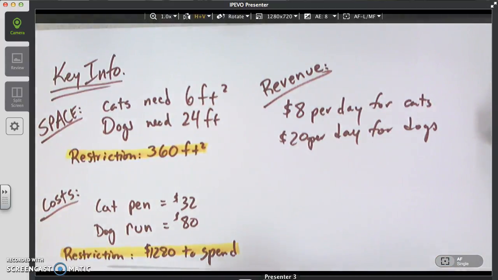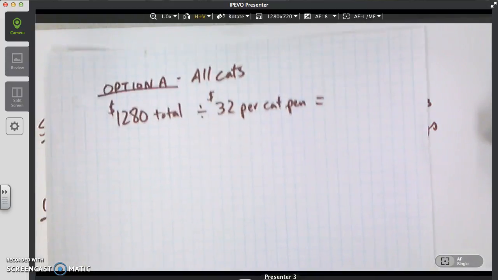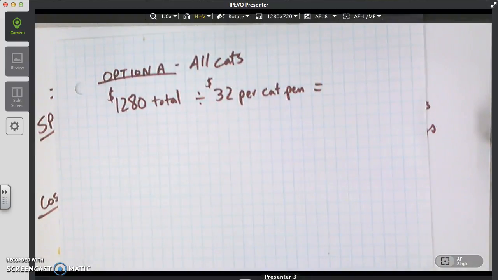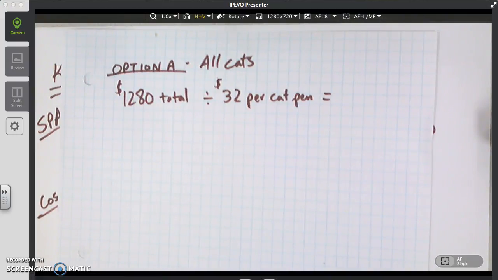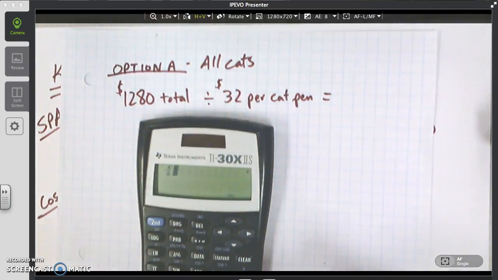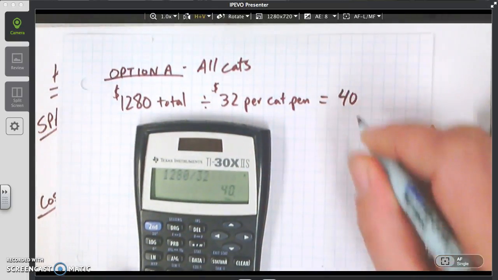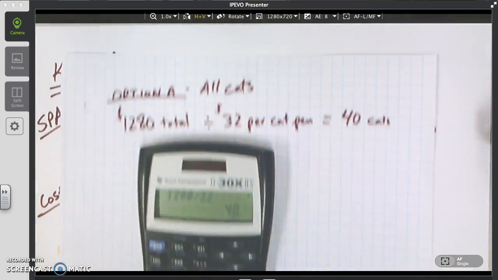So if we're going all cats, $1,280 total divided by, we need $32 per cat pen. Okay, so we have dollars divided by dollars. The dollars will cancel out, and we will get our answer in number of cats. Okay, so here we go. 1280 divided by 32 is 40 cats. All right.